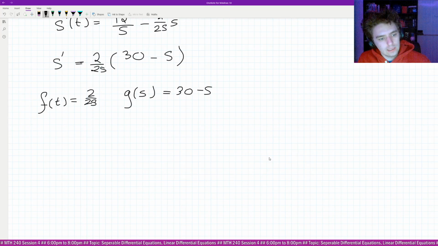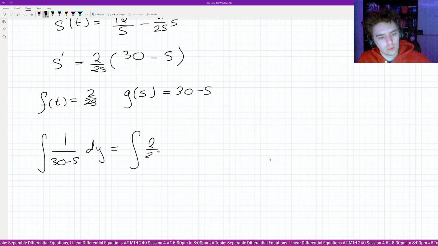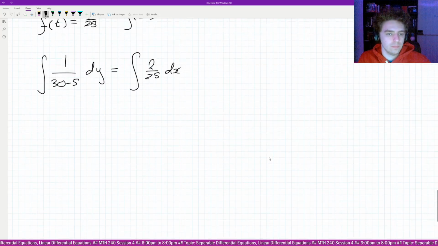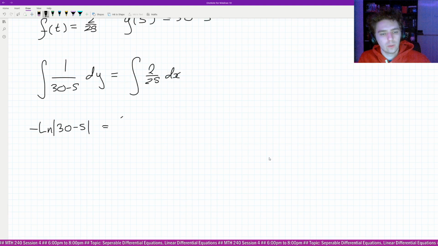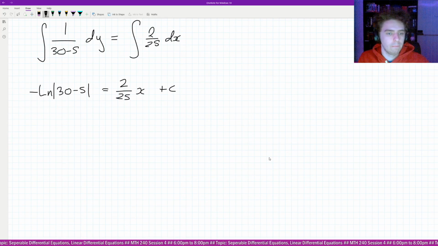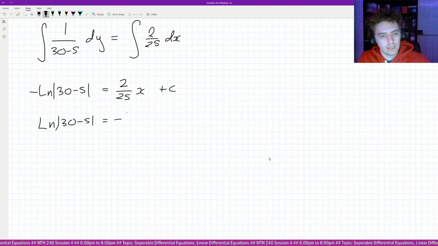So to integrate this, it's going to be the integral of 1 over 30 minus s dy equals the integral of 2 over 25 dx. Right? So this is going to be negative ln absolute value 30 minus s equals 2 over 25 x plus c. I'm going to multiply both sides by -1, so 30 minus s equals negative 2 over 25x plus c.